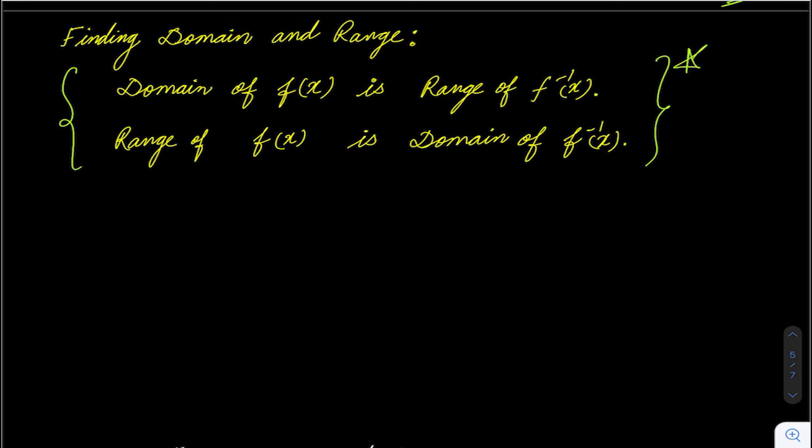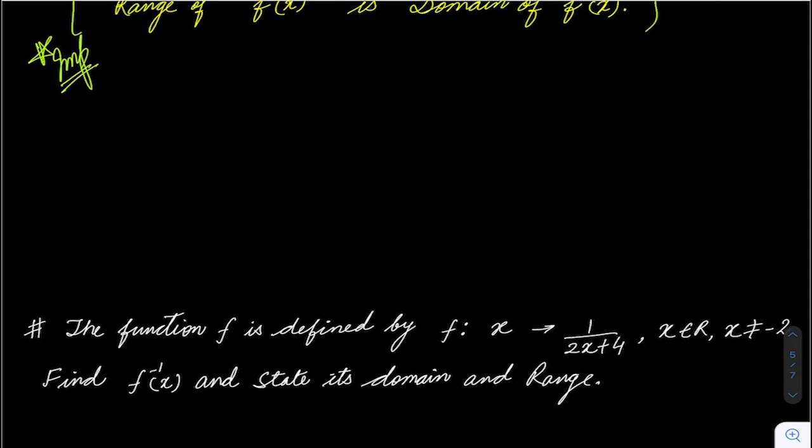This is very important, because sometimes it will be a little hard to find the range of f(x). So what you can do is find the domain of f inverse x. So that will help you. Sometimes it's hard to find the domain of f, so what you can do is find the range of f inverse x, and vice versa. So that's why we will use this definition. This is very, very important. You must remember this. For f and its inverse, the domain and range interchange. Okay, let's try some questions.